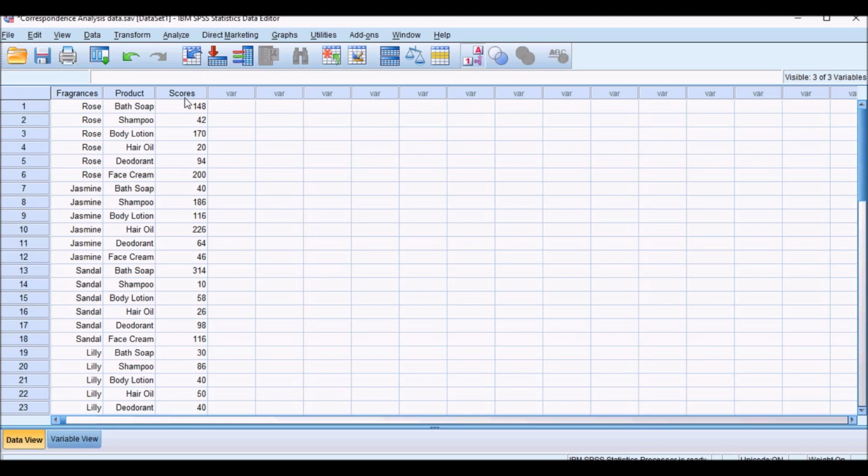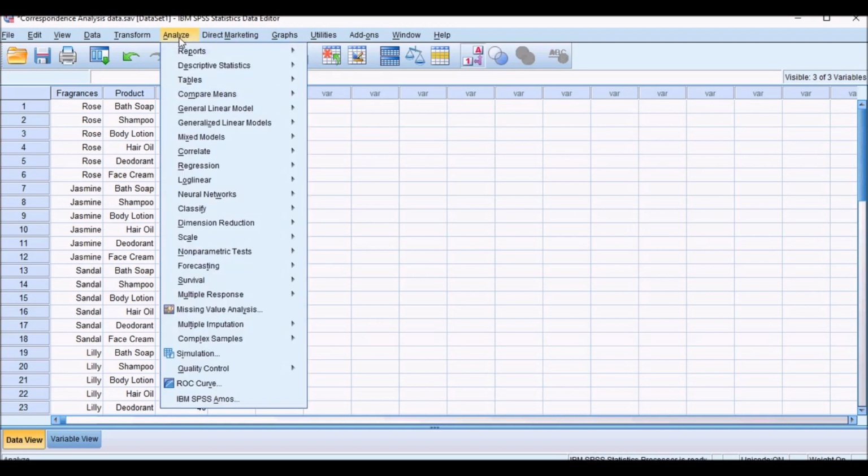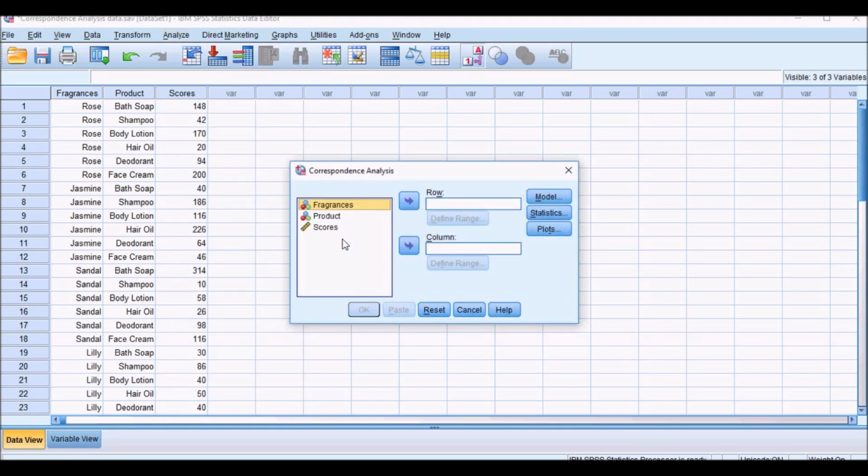Now let me start the process of analysis for correspondence. To do this analysis, we go to Analyze, then Dimension Reduction. In Dimension Reduction, we have Correspondence Analysis.